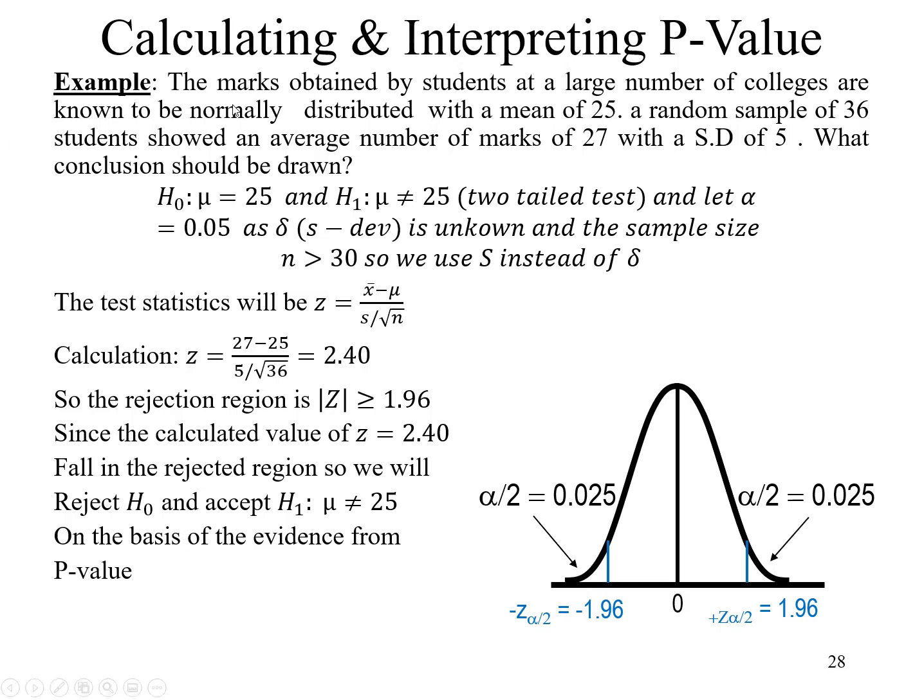So this is a very simple example. Please have a look at this one. The marks obtained by students at a large number of colleges are known to be normally distributed with a mean of 25.